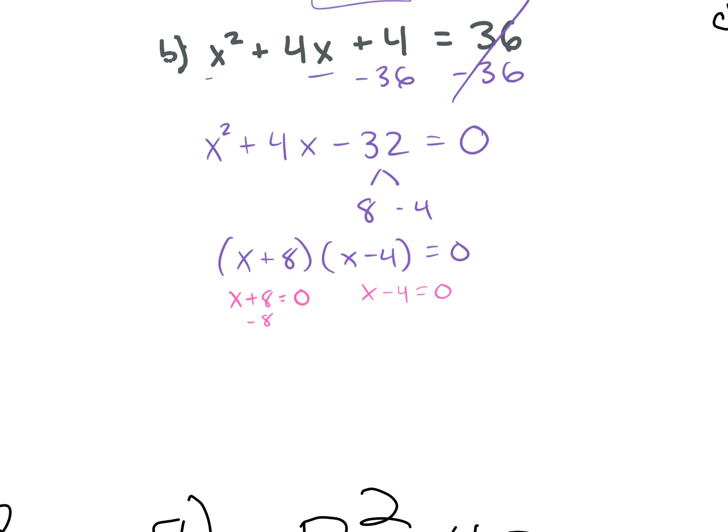So subtract 8 on both sides for the first one. x equal to negative 8. The second one, I add 4 to both sides. So x is equal to 4.